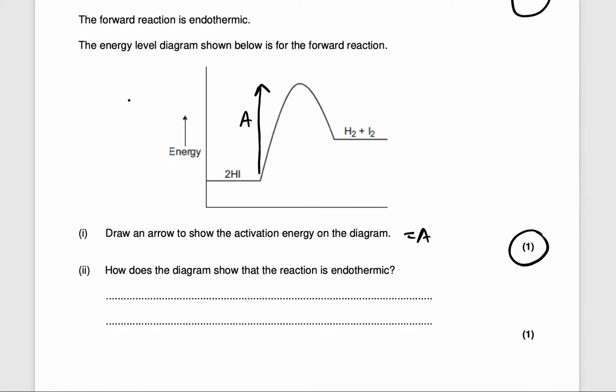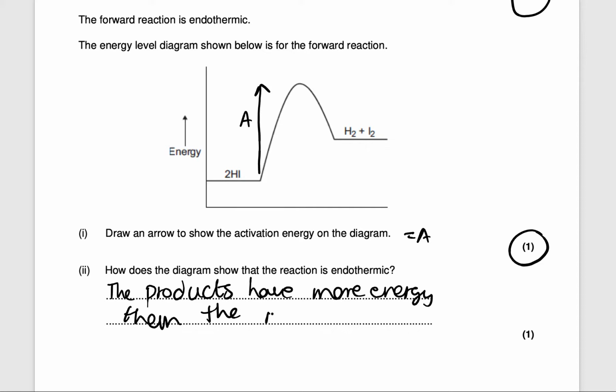1 mark. How does the diagram show that the reaction is endothermic? 1 mark. The products have more energy than the reactants. Okay, and that will be also 1 mark.